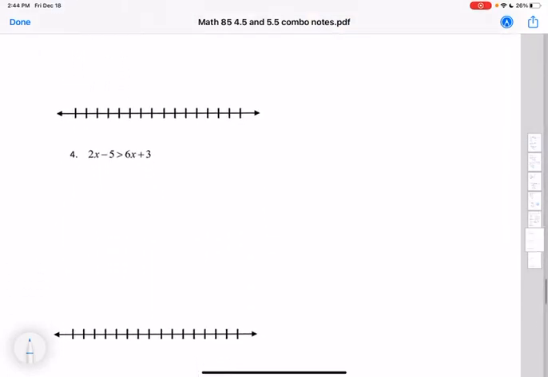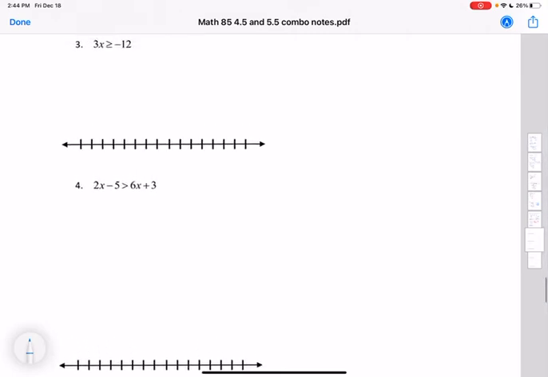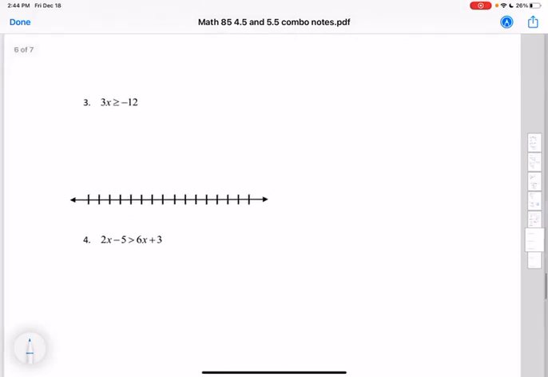Okay, now I think I can cut you loose to try some. Just try this number 3, okay? Let's not do too much. Just try this number 3. Hit pause. Come back when you're ready.